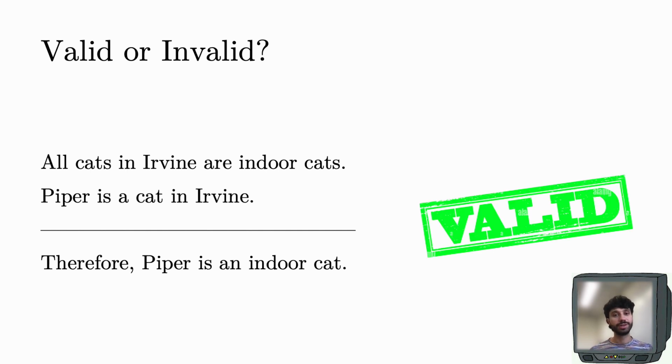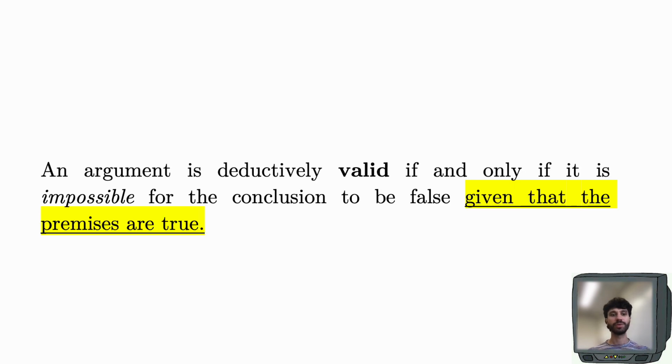Now note that the premises are false. It's likely not true that all cats in Irvine are indoor cats. I think I've seen stray cats around here. And it's definitely not true that Piper is a cat in Irvine, or at least not the Piper that I'm referring to. Yet the argument is still valid. So how can we do this? Well, remember the definition of validity. So it's deductively valid if and only if it's impossible for the conclusion to be false, given that the premises are true, or assuming that the premises are true.